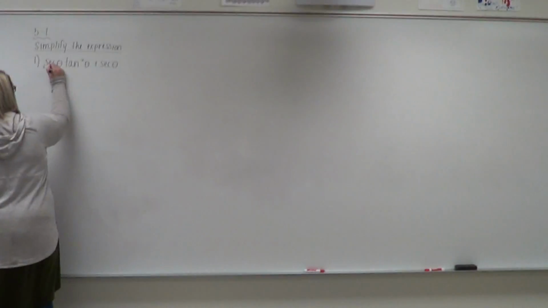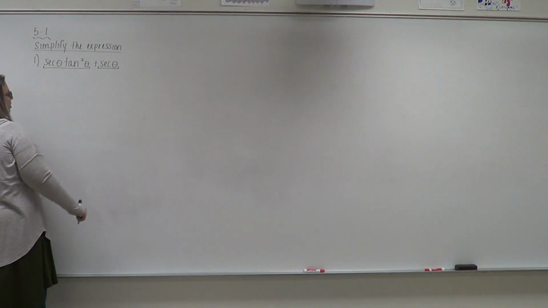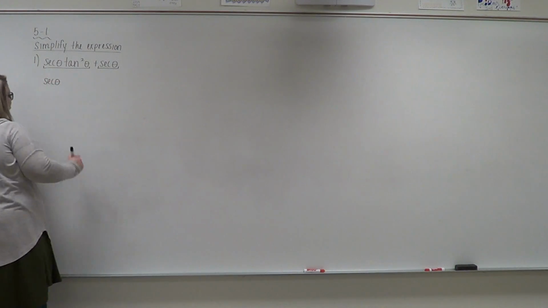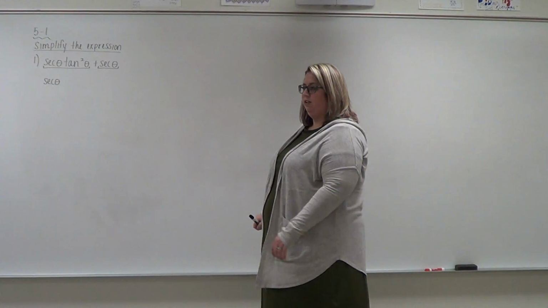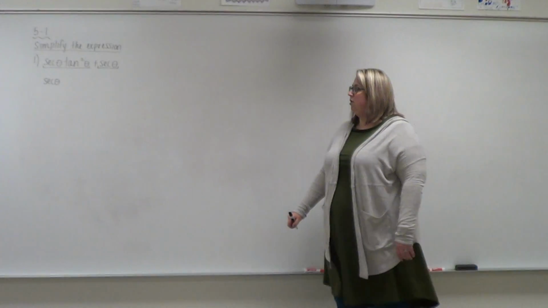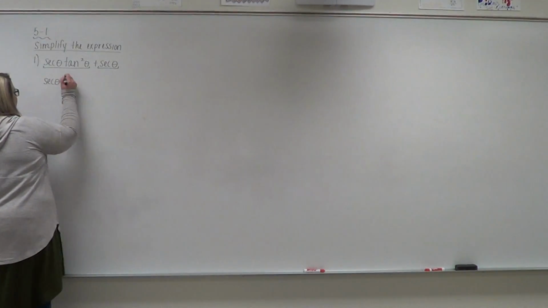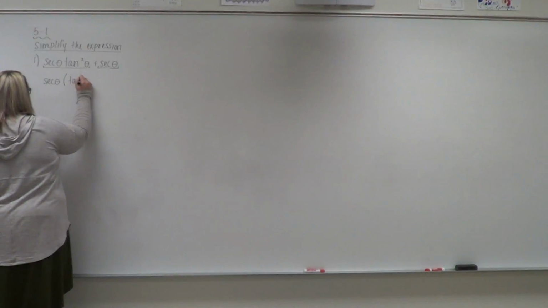So what do these two parts have in common? A secant. That little circle thing always happens. That's the angle. You can't factor out angles. They're attached to the trig function. Okay? Alright, so if I factor out a secant, I'm left with tangent squared plus 1.